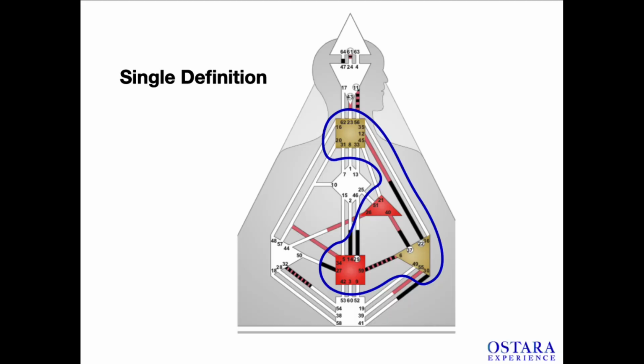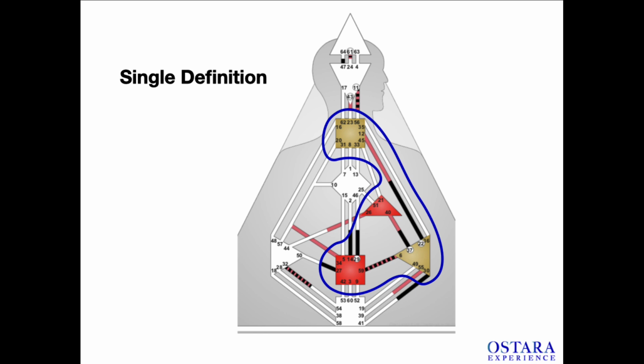But we also have another way that we talk about definition, and that has to do with whether or not the constellations of the channels and the centers that you have in your chart are connected to each other, or if you have more than one constellation. Now, let me show you what I mean. So this first image is of a single definition. You'll see each one of the colored centers, okay, they're all connected to each other.